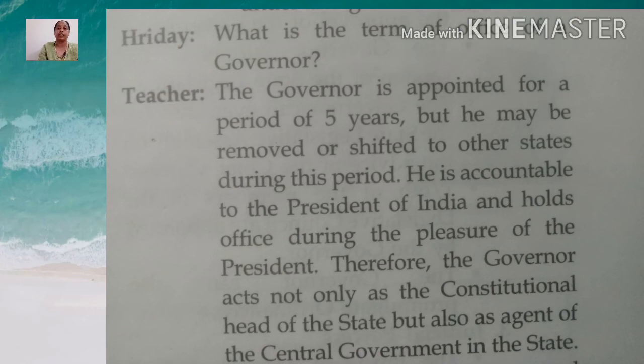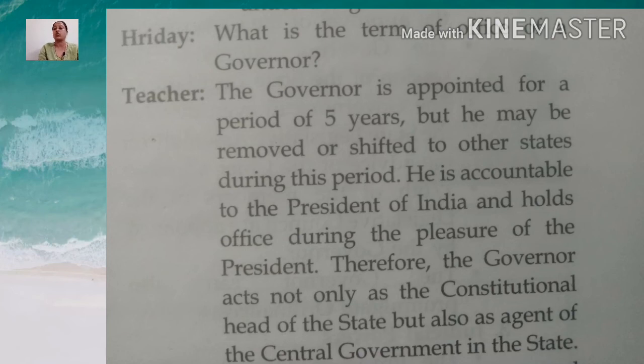So therefore the governor acts not only as the constitutional head of the state but also as the agent of the central government in the state. Means the governor has two duties, we can say. First, the governor acts not only as the constitutional head of the state but also as the agent of the central government in the state.